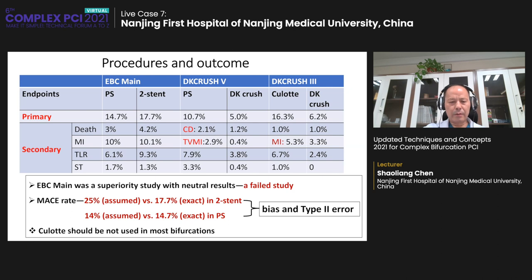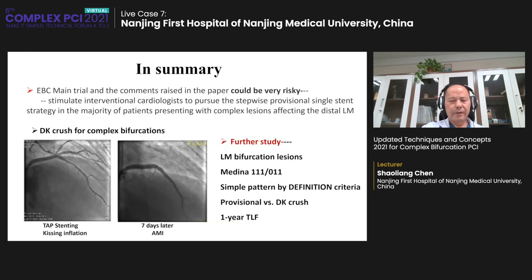Secondly, according to the assumption for EBC MAIN, there was a very high rate of MACE at 1 year for two-stent strategy. It was 25%, but finally it was 17.7%, with an 8% reduction. So this wrong assumption will induce a high rate of bias, a type 2 error. I think these are very important findings for the comparison of the current EBC MAIN, DKCRUSH-V and DKCRUSH-III trials.